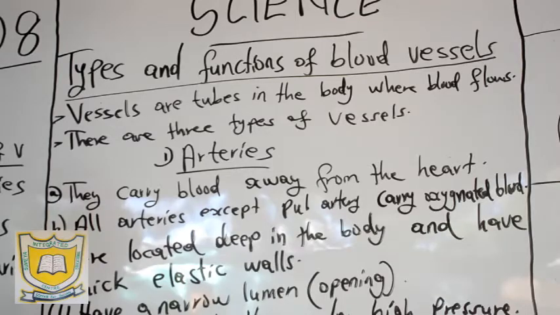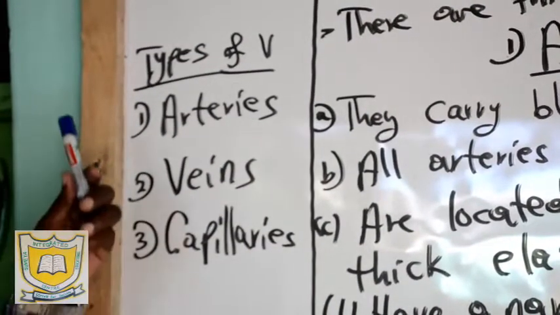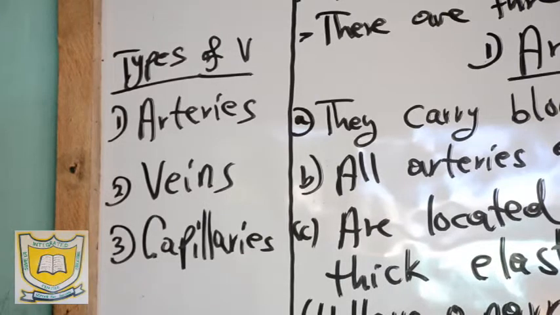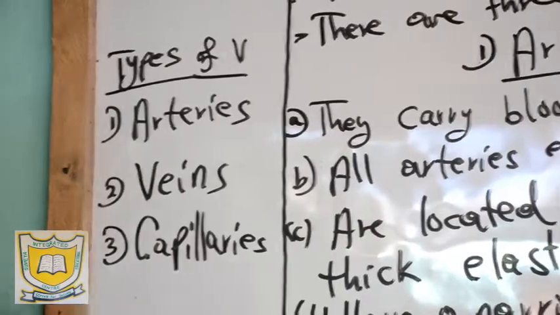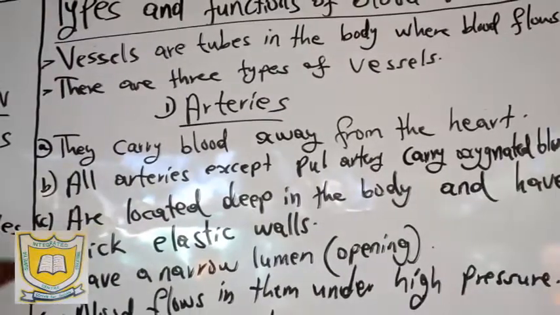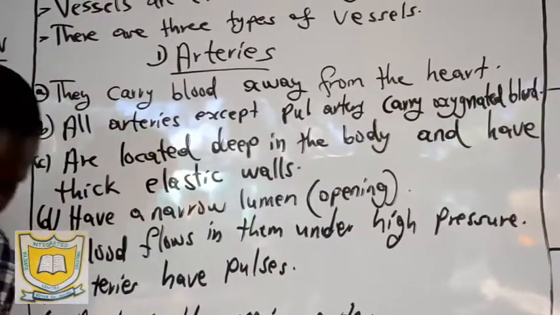Number 2, you find that there are 3 types of blood vessels. We have the arteries as the first type, the veins as the second type, and lastly the capillaries. Those are the 3 types of blood vessels: the arteries, veins, and capillaries. Now let us narrow down and specifically discuss each of these types of blood vessels. Let's start with arteries.